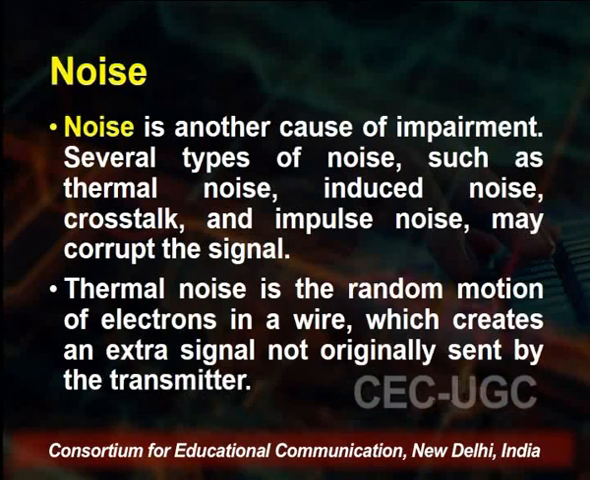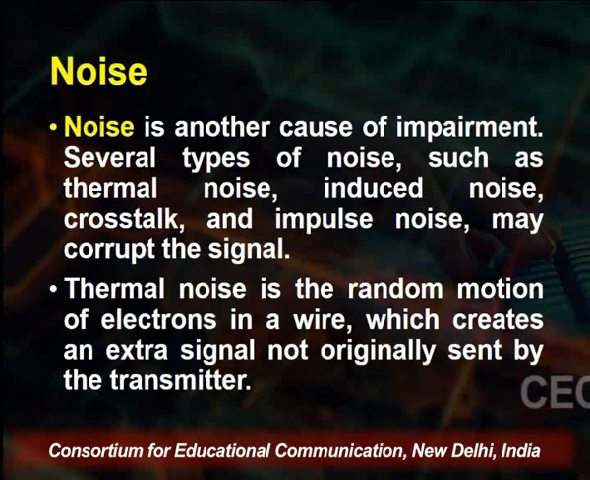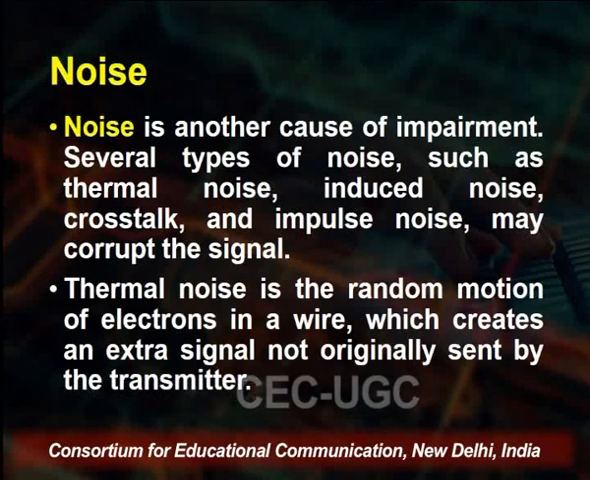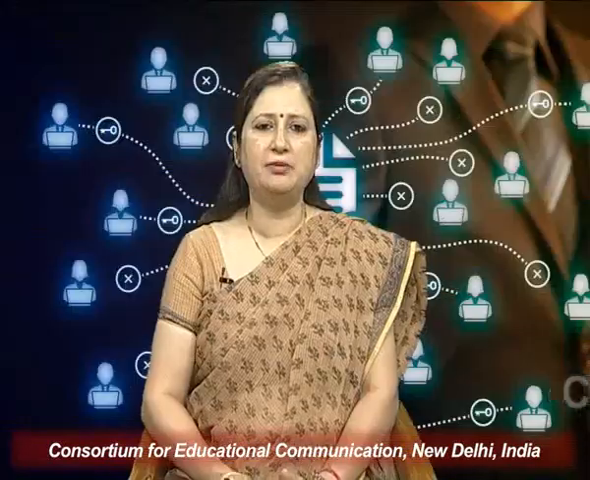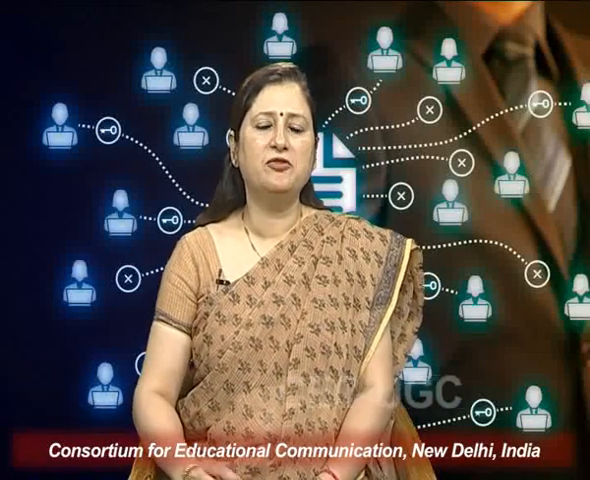So because of this, what happens is, say for example thermal noise, that is, there is heat in the vicinity of the transmission media, or the transmission medium gets heated up. So because of which there will be a random motion of electrons in the wire which has got heated up, and therefore this random motion of electrons will create an extra signal which was not there originally when the signal was transmitted by the sender.